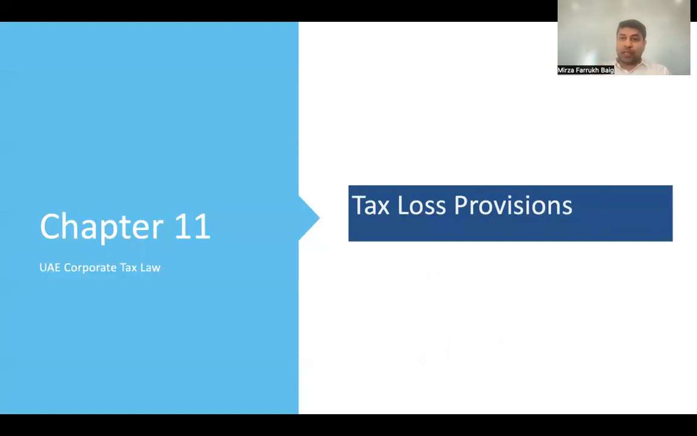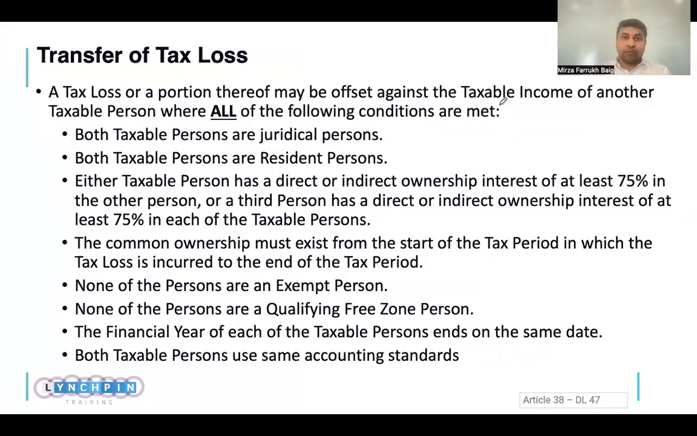Tax loss provisions, again from the group angle. I can transfer the tax losses from company A to company B, or I can offset them against the income of another taxable person, where all of the following conditions are met. Again, I'm just focusing on the provisions for the tax groups here. Both are juridical entities, of course. Those should be resident. And again, the common shareholding, direct or indirect, should be 75%.